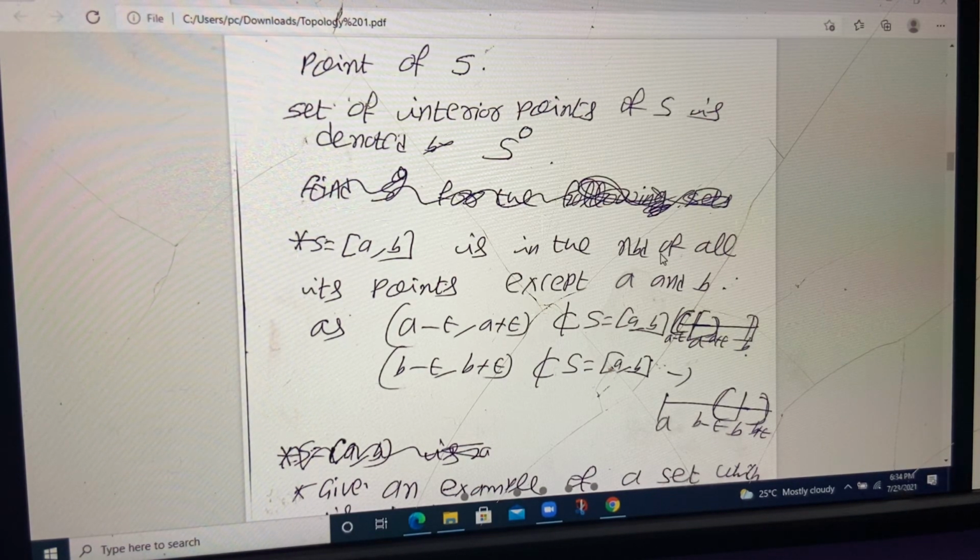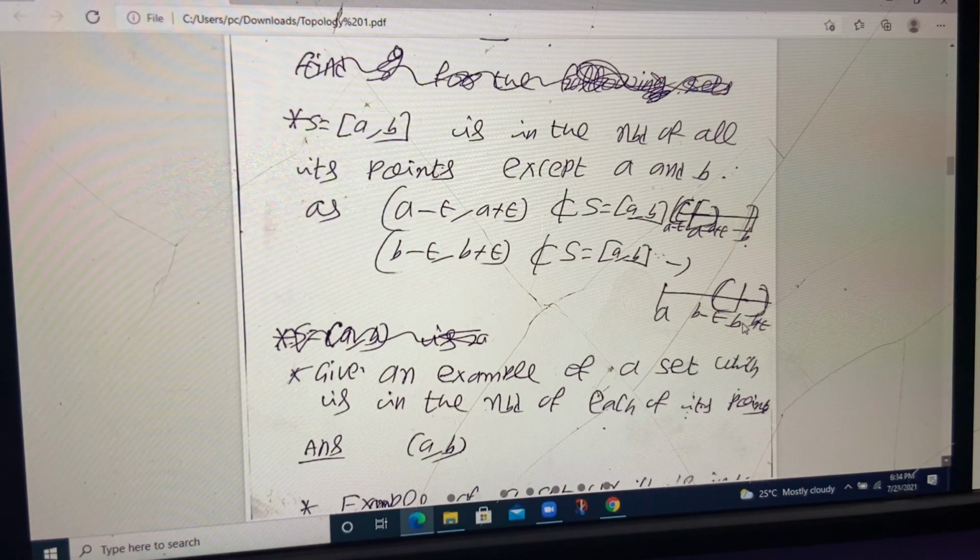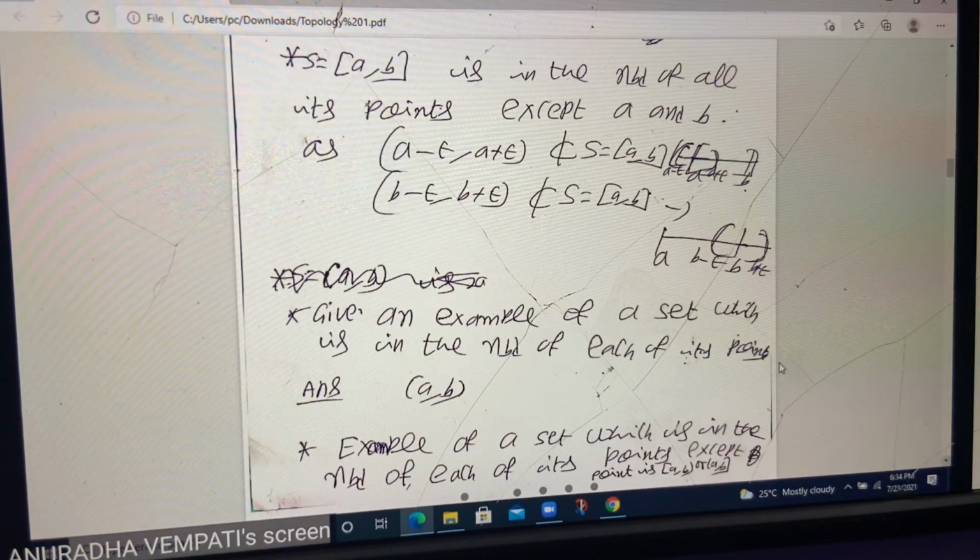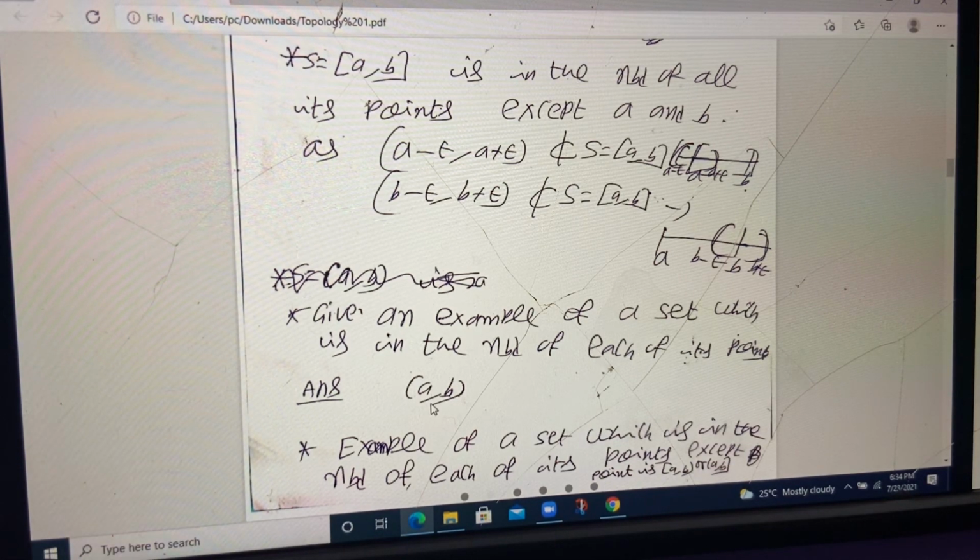So (a, b) is in the neighborhood of all the points except A. That's clear. Next. Give an example of a set which is in the neighborhood of each of its points. What is the example? Open interval (a, b) and R, the real number system. It is in the neighborhood of each of its points. In an open interval, every point of it is an interior point, and R is also in the neighborhood of every point.